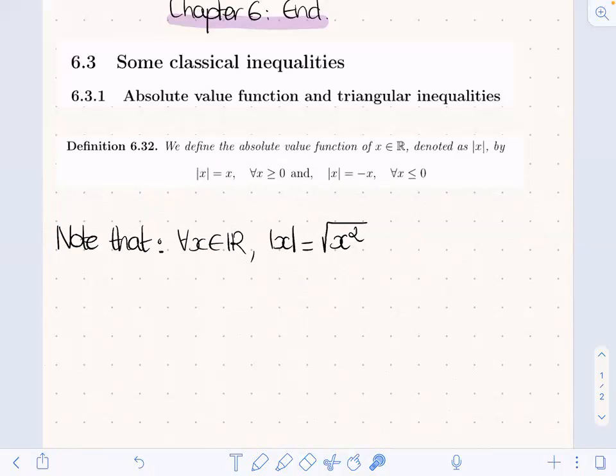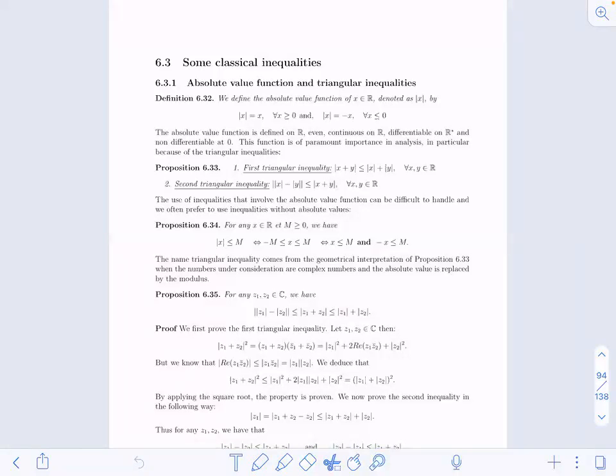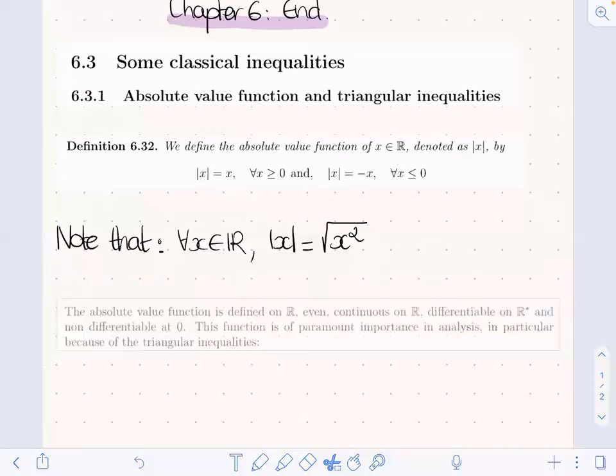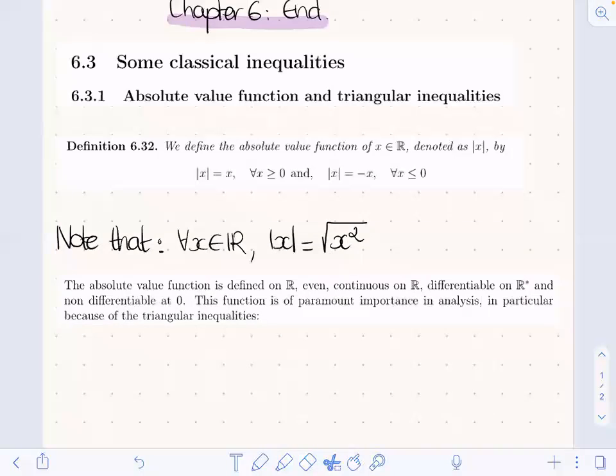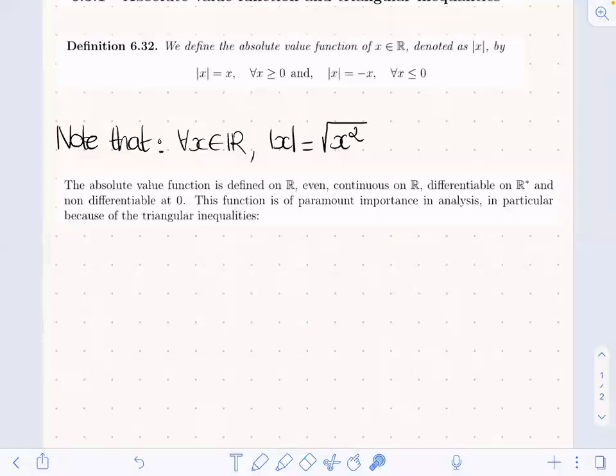So that's the definition. And if you take a look at your notes, there are certain things that are mentioned that are relevant. It's defined on R, okay? It's continuous on R. One thing that's really important is that it's only differentiable on R star. It's not differentiable at 0. That's really important to keep in mind. You can't differentiate the absolute value function at 0.